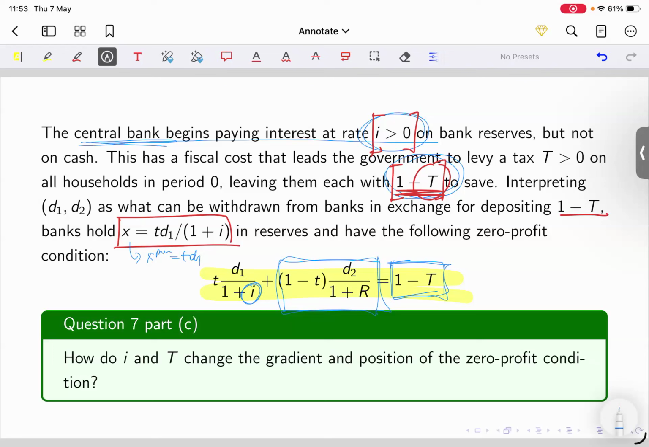And this is really what we need to think about now, because we're asked to think about the change of the gradient and position of the new zero profit condition. Okay. And note there are 2 changes again. So to avoid any confusion, I'll consider them separately. Of course, what I'm interested in the end is the sum of the 2, but it's a slippery slope. It's easy to get confused if you do them both together. Okay, so let's be systematic, dissect the 2 effects.